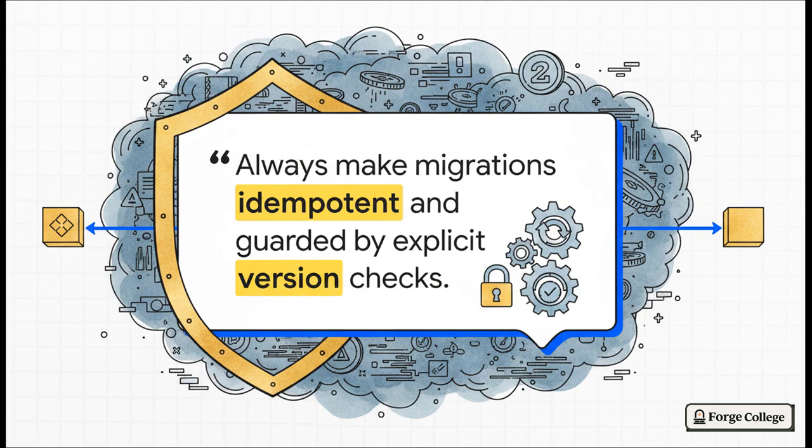Always make migrations idempotent and guarded by explicit version checks. Now, if you're not familiar with the word idempotent, it basically just means that if you run the exact same process twice or even 10 times, it won't change the result beyond that very first application. You definitely do not want to risk your users clicking migrate twice and somehow doubling their balance or, worse, totally corrupting their account layout. Explicit version checks are what stop that mutation dead in its tracks.